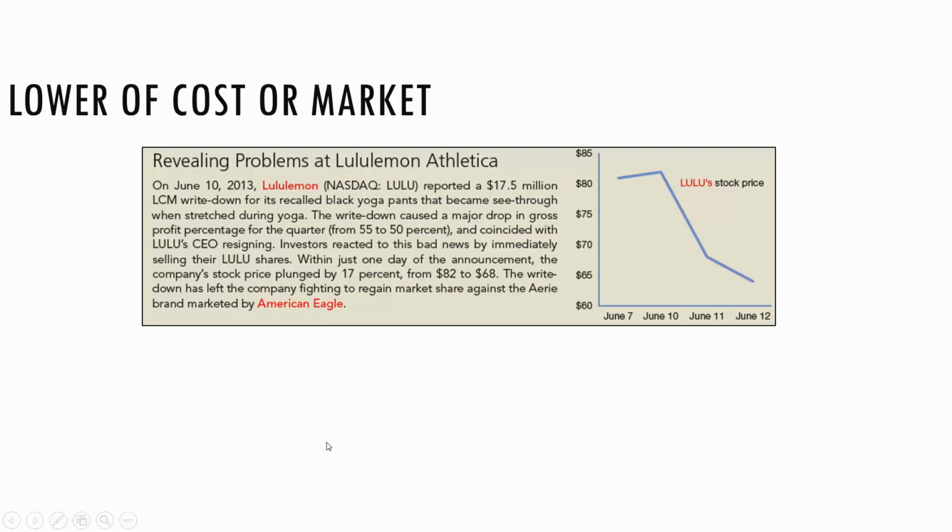There was a company, and you may have read about this, that had black yoga pants for sale, and they were see-through. They became see-through, and therefore people didn't want them anymore because they were buying them and didn't realize they were see-through. Well, when this company had these items in their inventory, the value at which they could be purchased would plummet because they are see-through, so they had to reduce their inventory account.